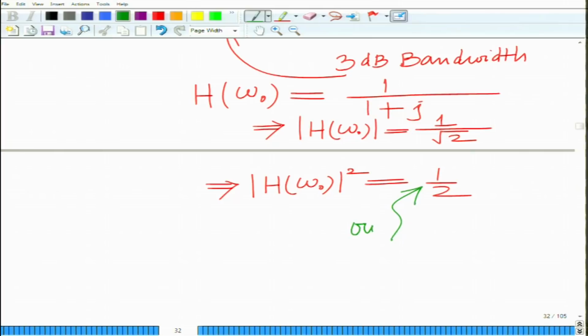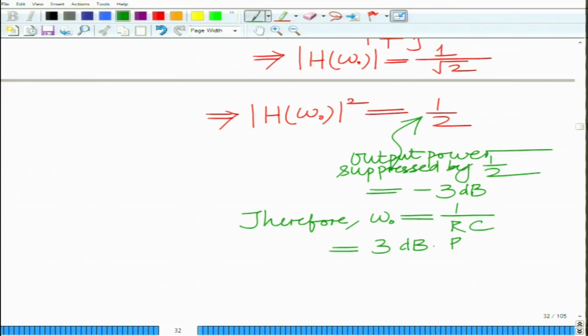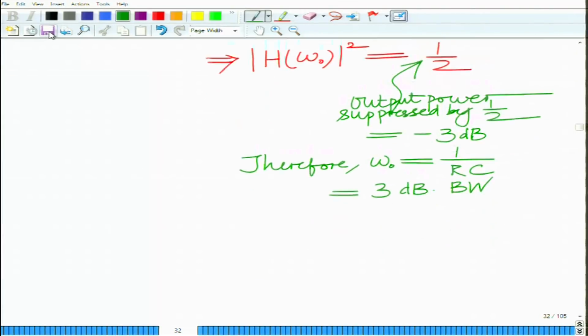So, the output power, correct. The magnitude of H of omega naught squared is equal to a minus 3 dB reduction in power, and hence omega naught equals 1 by RC equals the 3 dB bandwidth. Okay. And now that gives us an interesting relation.